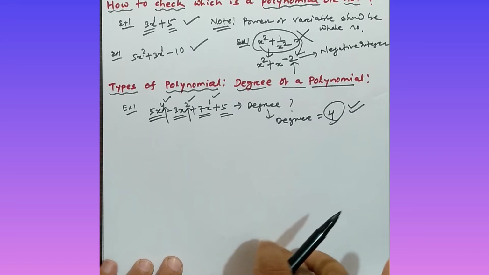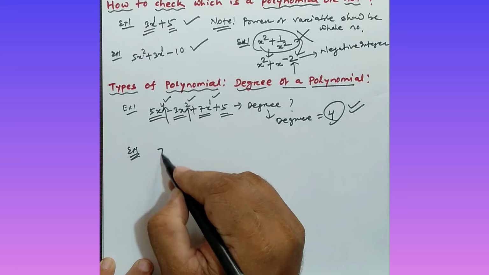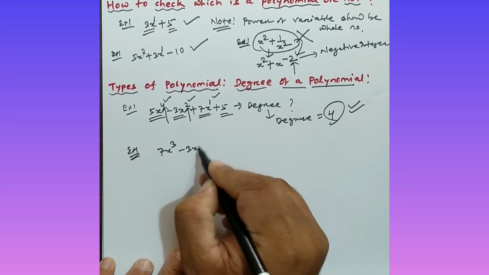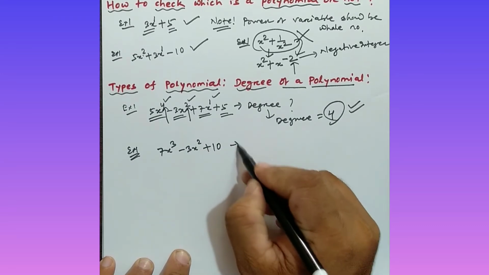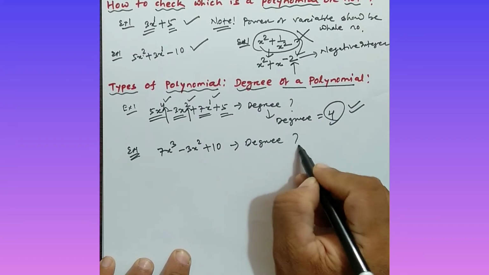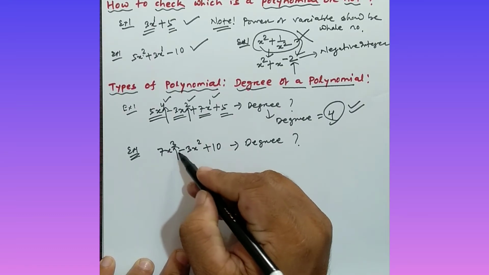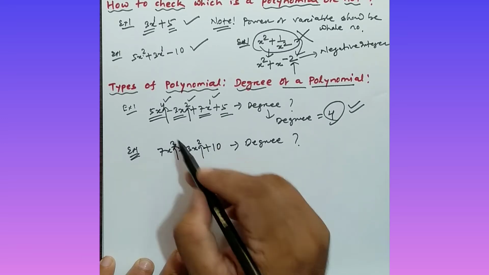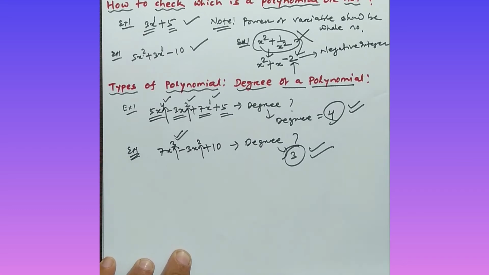Similarly, let's suppose I am saying one more example. Let's suppose I am writing 7x cube minus 3x square plus 10. You are going to find out the degree. Degree means the highest power of the variable. So look at the power part. Power part is 3 here, power part is 2 here. Which one is highest? 3 is highest. Obviously the degree is 3. So this is the answer. In this way, you are going to find out the degree of a polynomial. You have to look at the highest power of the variable. That is your degree of the polynomial.